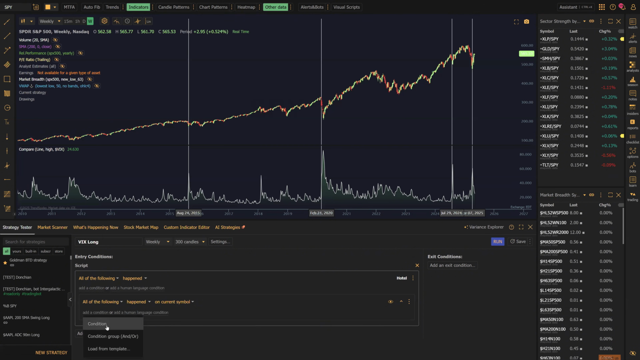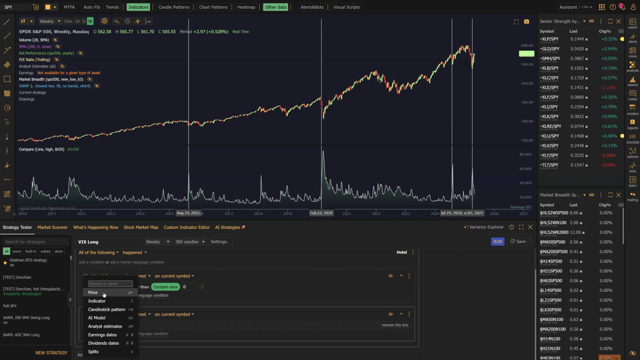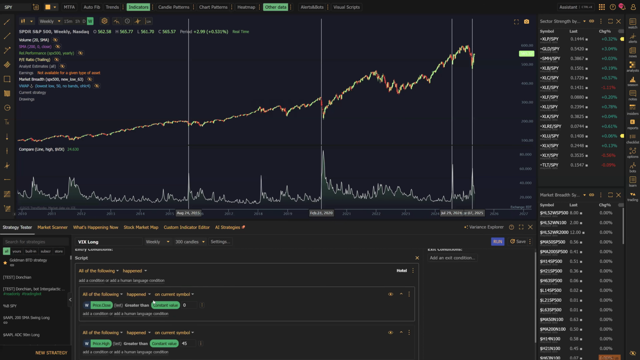And the first condition is just going to be a blanket one for SPY. As long as SPY is greater than 0, it's existing, we want to go long. And then this will make sense in a second here, because for this one, we need the high of VIX to be greater than 45. We want to go long on SPY.